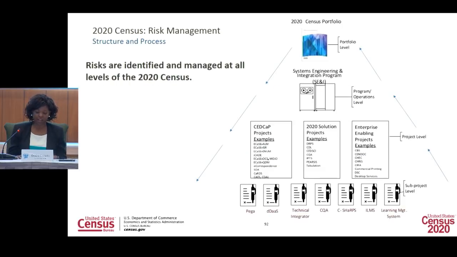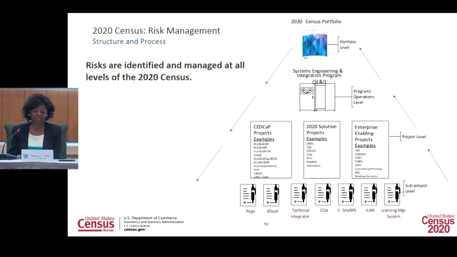On this slide, you see another triangle. We like triangles in program management. And this one mirrors the previous one and illustrates the interrelationships within our risk management structure. One level below portfolio is our program level risks. Here I'm using systems engineering and integration as an example. Below SE&I are the projects that support SE&I, which are SEDCAP, 2020 solutions, and enterprise enabling projects. And at the bottom of the pyramid are sub-projects, who in this case are the major contracts.